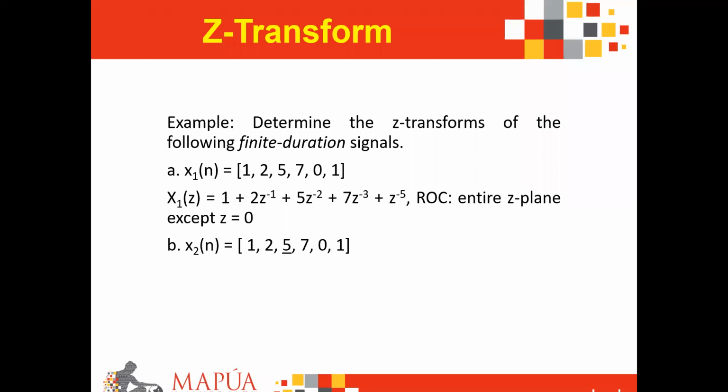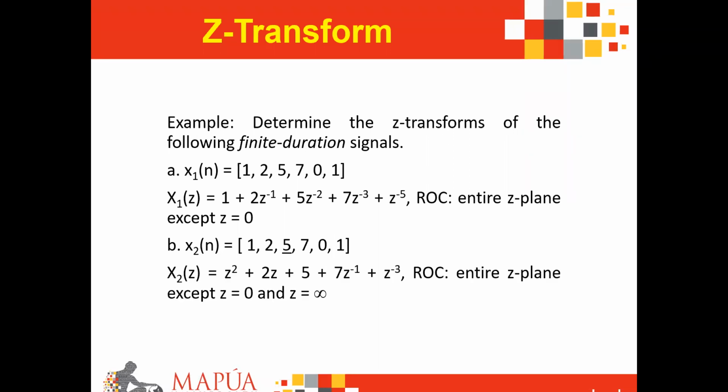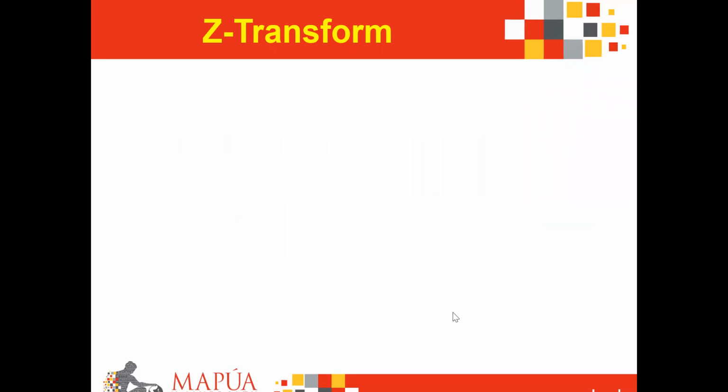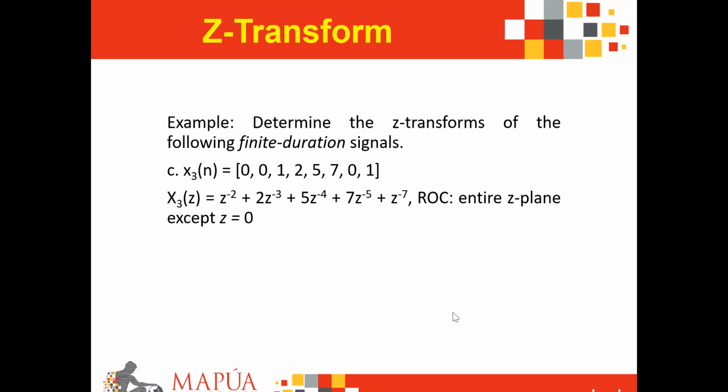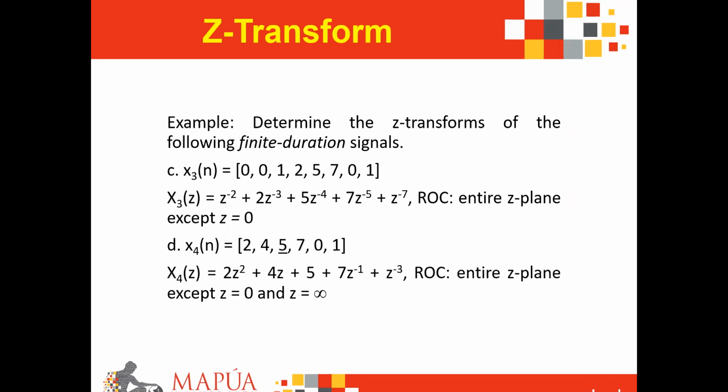What about this? This one has both a left-hand and a right-hand part. So the region of convergence would now fall in between particular values. Okay, again here it is the same as before, because this is right-handed: entire plane except 0. This one, again, is dual-sided. So what happens in between here?